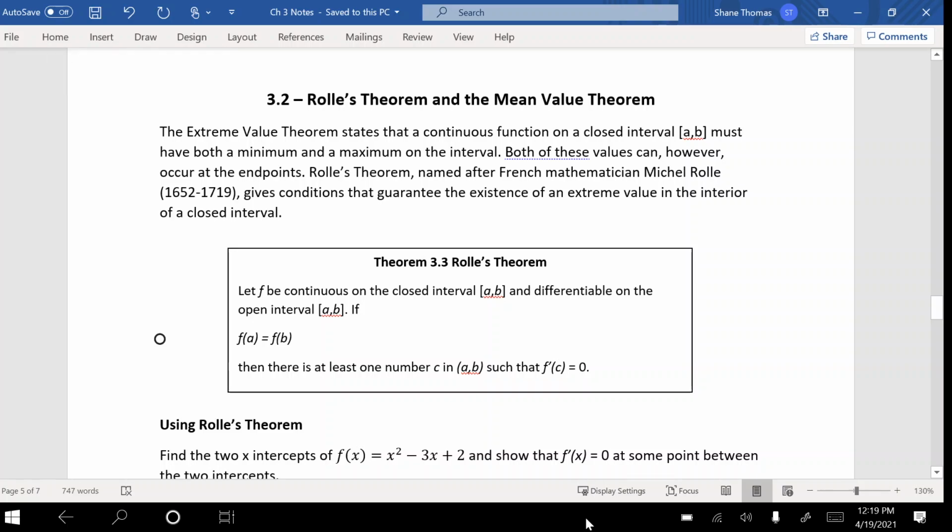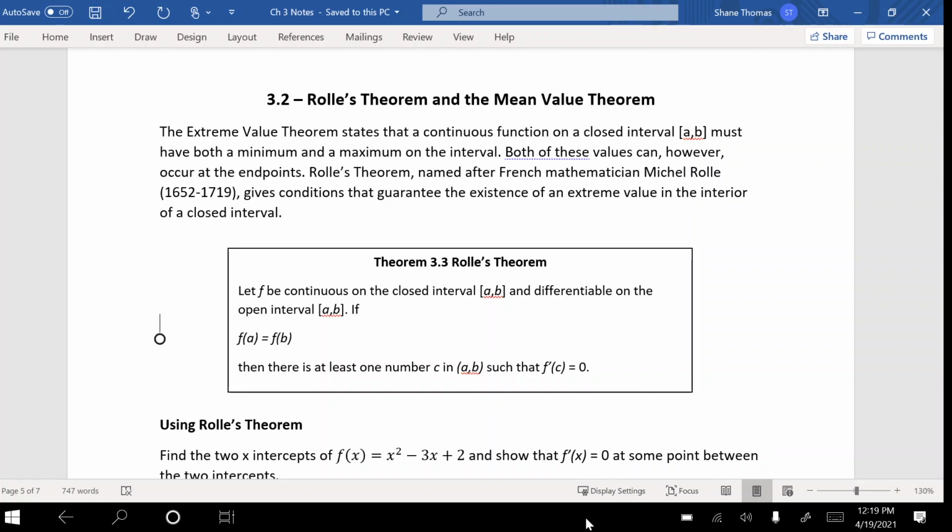The extreme value theorem states that a continuous function on a closed interval [a, b] must have both a minimum and a maximum. That's what we did in 3-1, what you just had that worksheet on. Both of these values can actually occur at the endpoints, though. That's possible.